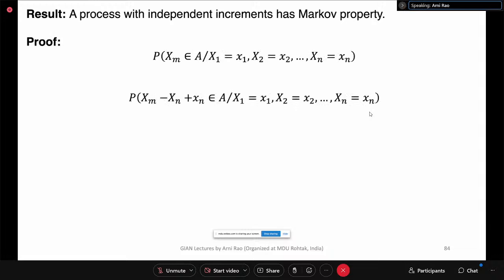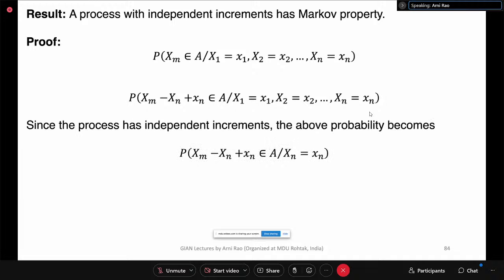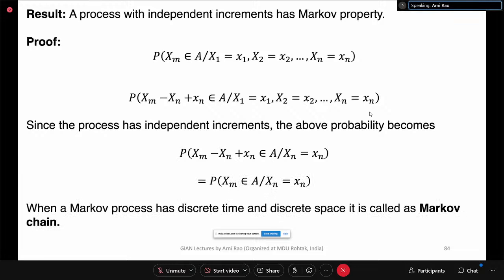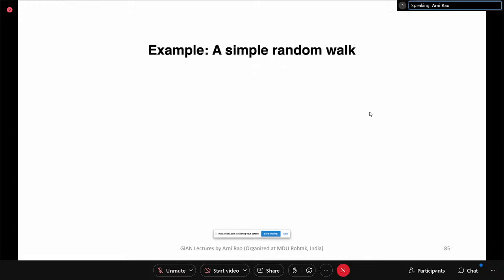For processes with independent increments, I am skipping the Markov property, but I would like to give you this as a home slide. I will be sharing it, and you can all verify it yourselves. This is like a homework, non-complete homework.